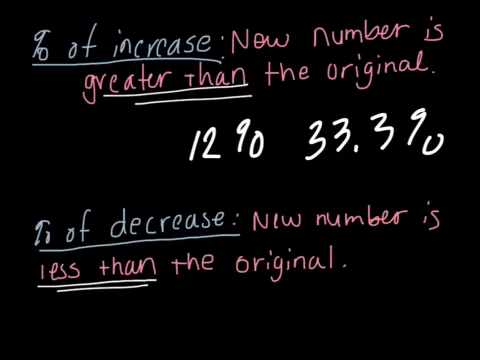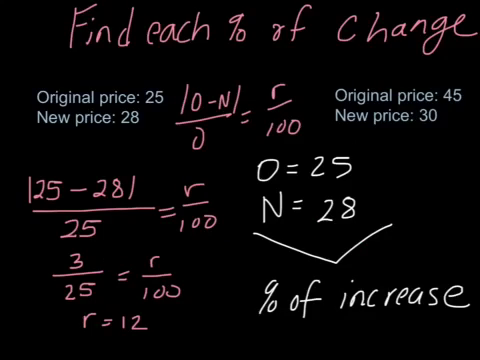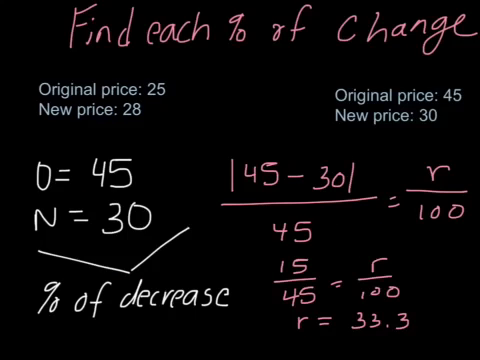So let's go back to our examples. The first example, we started with 25 as the original, and the new price was 28. So our new price is larger than the original, which means we have a percent of increase. So we start at 25, and we're increasing to 28, a 12% increase. Our second example, our original price was 45, and our new price is 30. So original 45, new 30, we're going down. The new price is less than the original, so it's a percent of decrease.